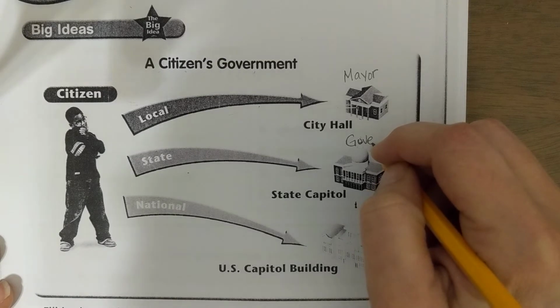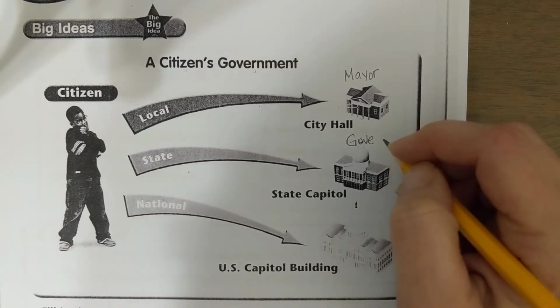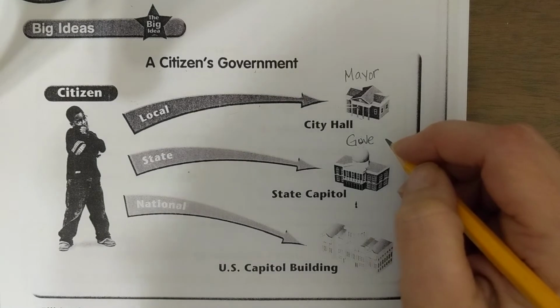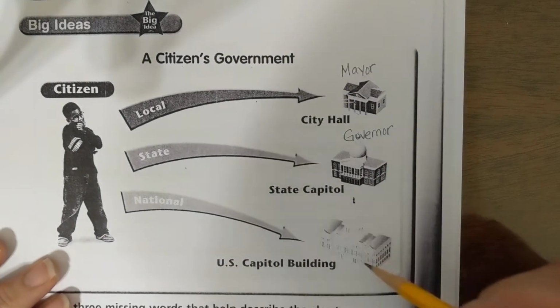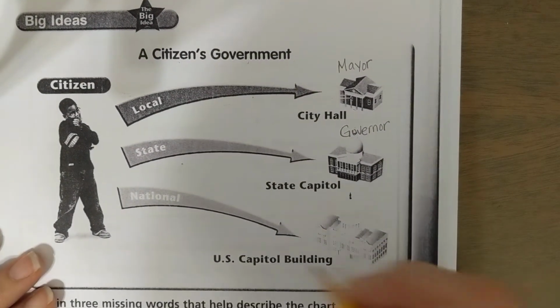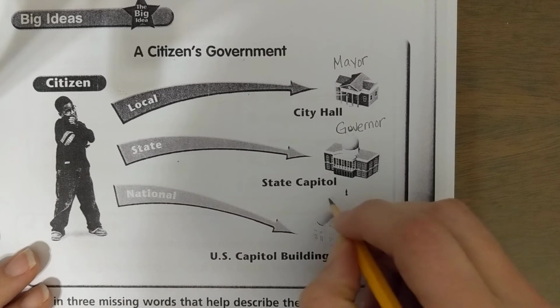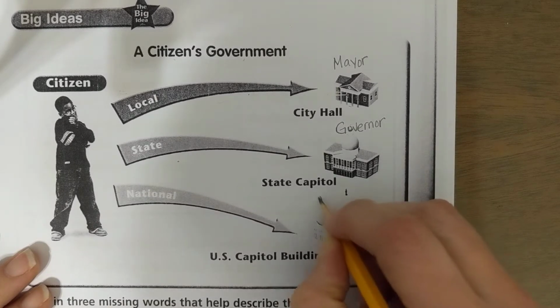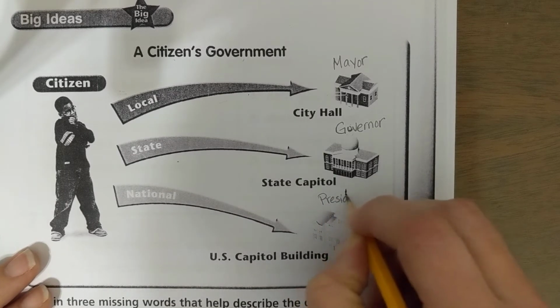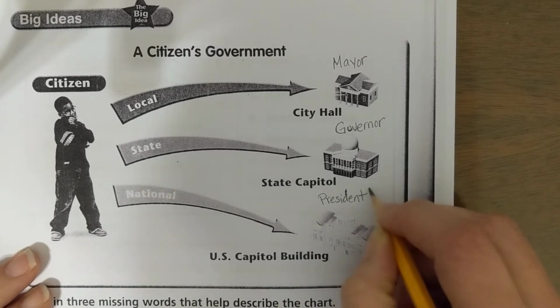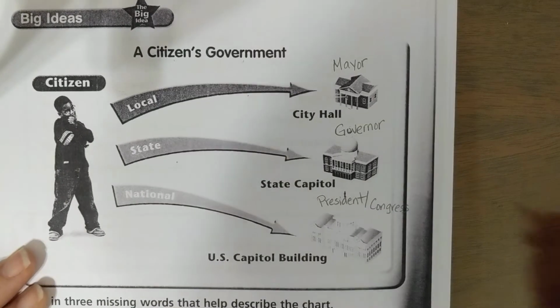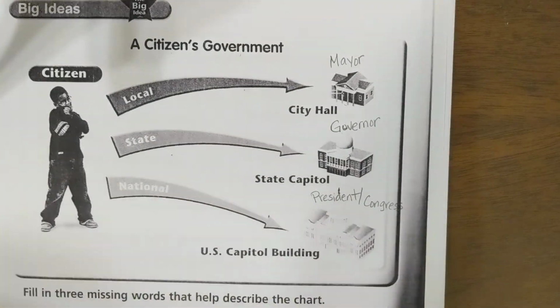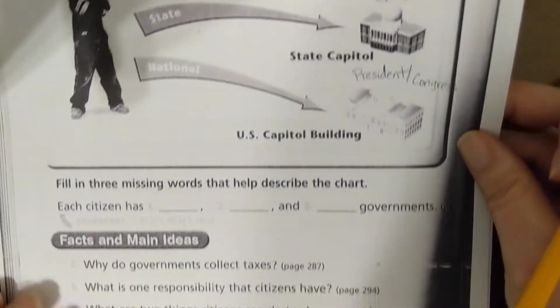Now, let me make sure I'm spelling this right. Governor. Okay. And in the national, in the Capitol building, we have the president. Now, he actually is in the White House, and Congress is in the Capitol building. Okay? All right, so let's begin answering our questions.